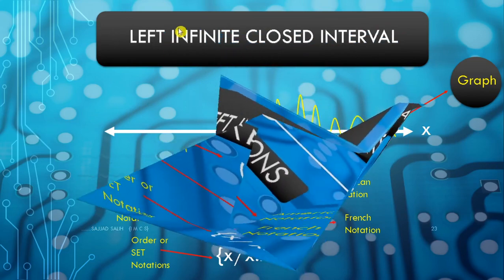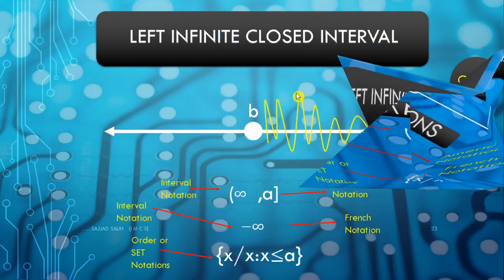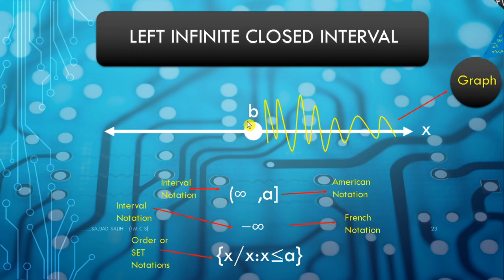Left infinite closed interval, from point b included up to positive infinity comma a. We define the interval notation (−∞, a], and this is the American notation, and this is the different notation. x such that x is less than or equal to a, in order or set notation.